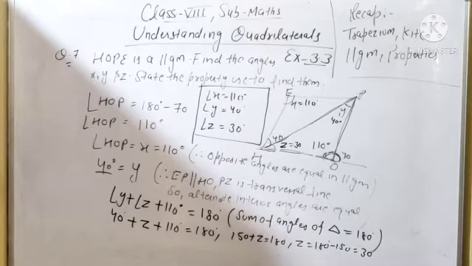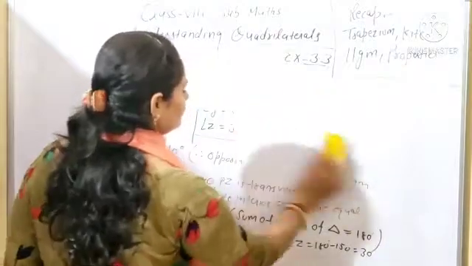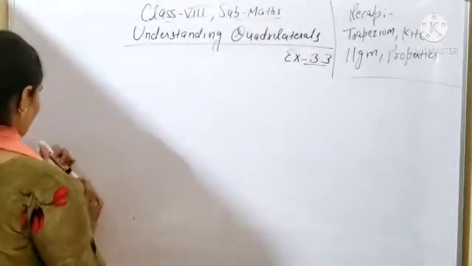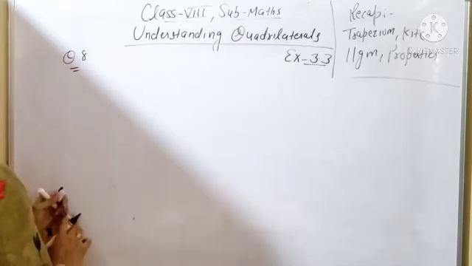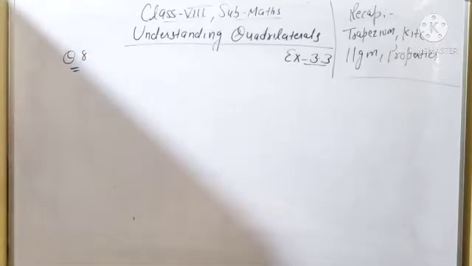Clear, all of you? Is it clear? Okay, now we will start question number 8. Very simple exercise. You only have to use the properties of a parallelogram. So you have to know what a parallelogram is and what the properties of a parallelogram are. Okay, simple. Next question, question number 8.